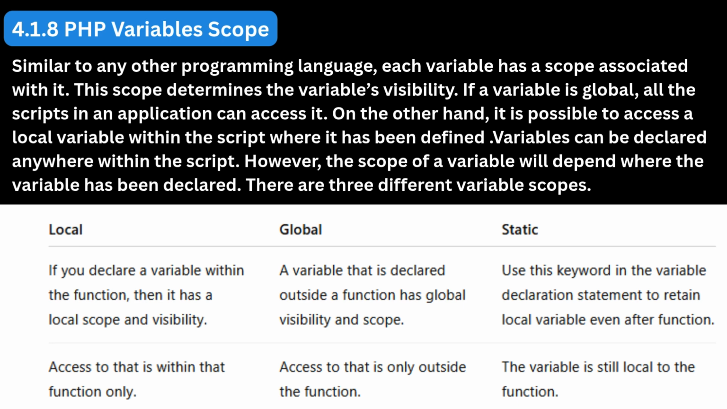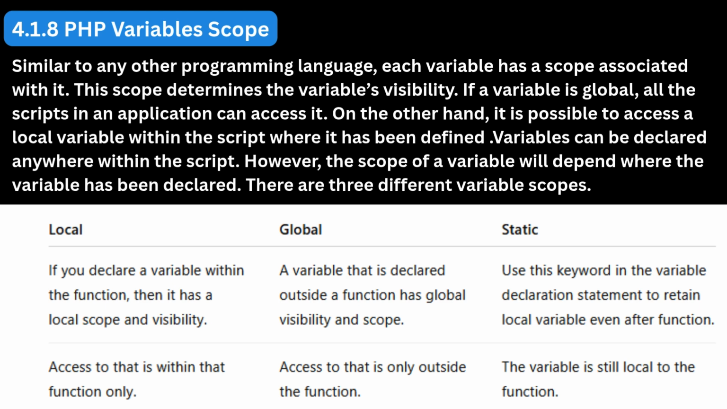Local scope. A variable that is declared inside a function has a local scope. That means it can only be accessed or used within that specific function where it was created. Outside of that function, PHP doesn't recognize it. It simply doesn't exist. For example, if you declare $count = 5 inside a function, you cannot use $count outside that function. It is visible only within that function's boundaries. This is helpful because it keeps variables isolated, preventing conflicts with other parts of the code.